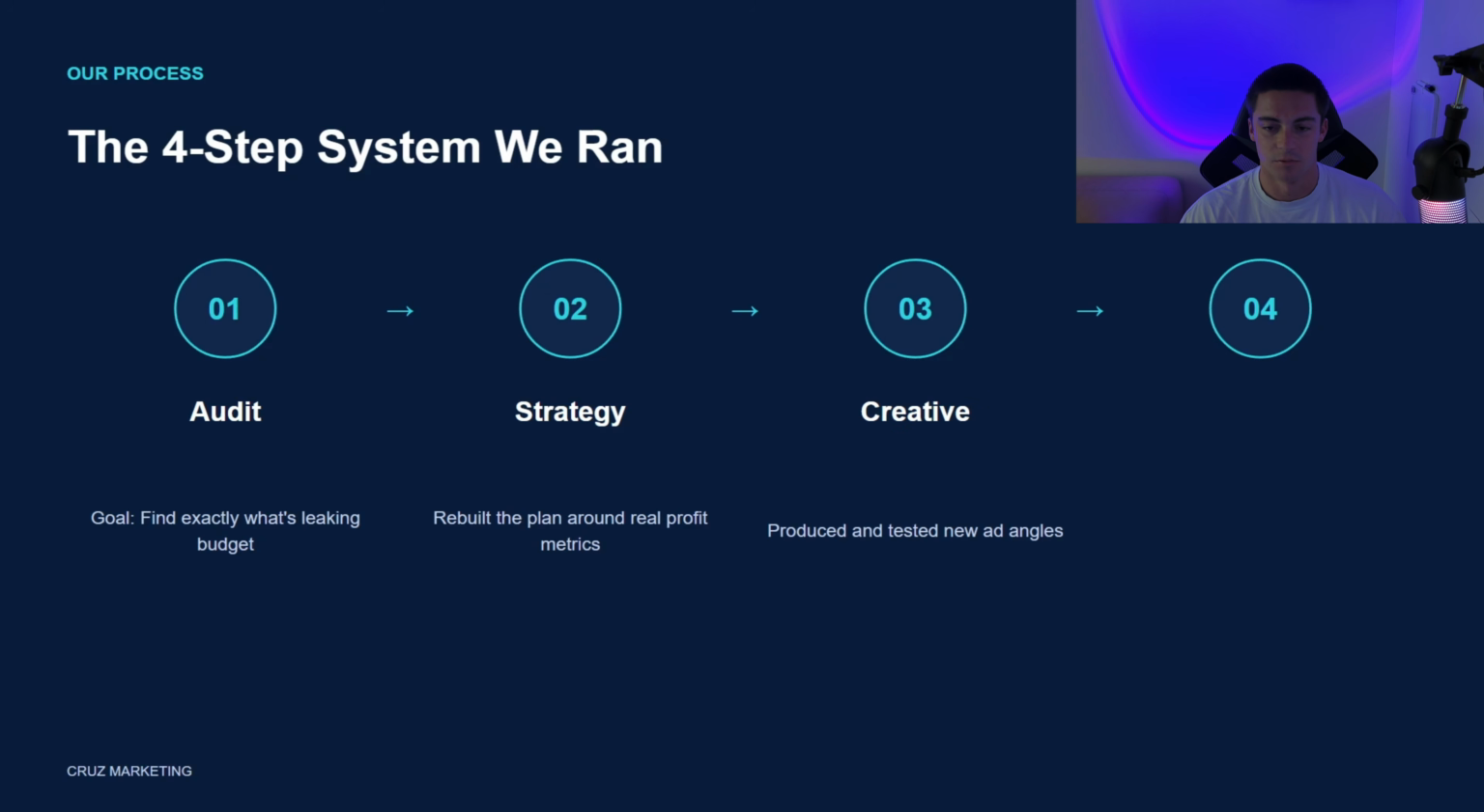Step 3 was the creative process. We produced and tested new ad angles. In step 4, we optimized these different angles. We used the data to determine what worked, and then we scaled from there.